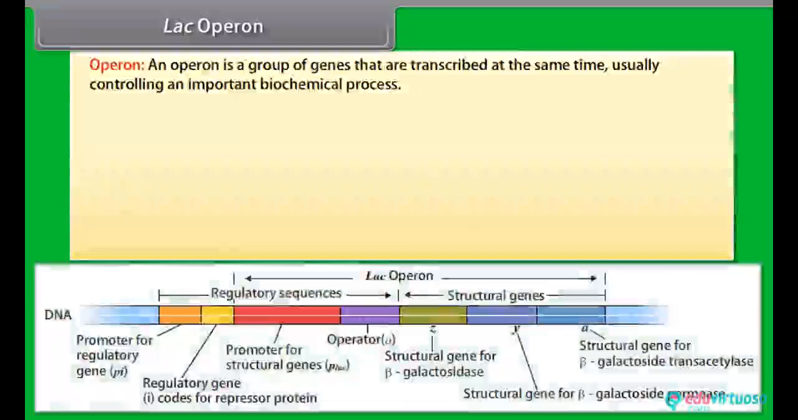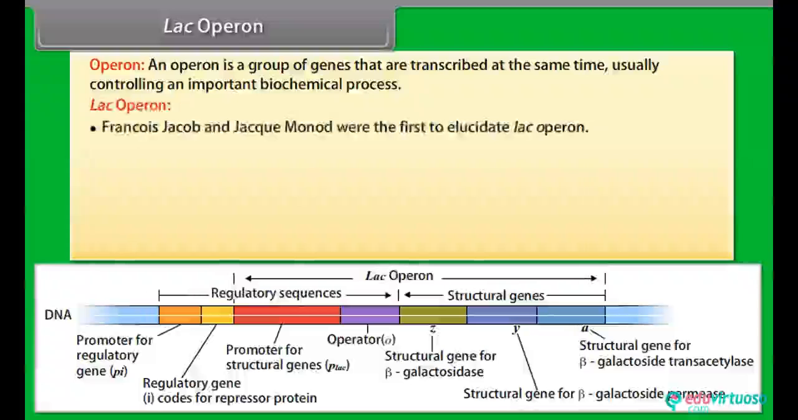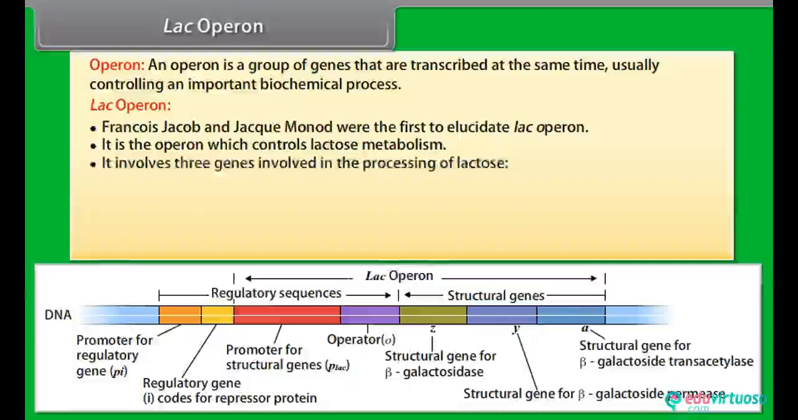Lac Operon. An operon is a group of genes that are transcribed at the same time, usually controlling an important biochemical process. Lac Operon. Francois Jacob and Jacques Monod were the first to elucidate Lac Operon. It is the operon which controls lactose metabolism. It involves 3 genes involved in the processing of lactose.